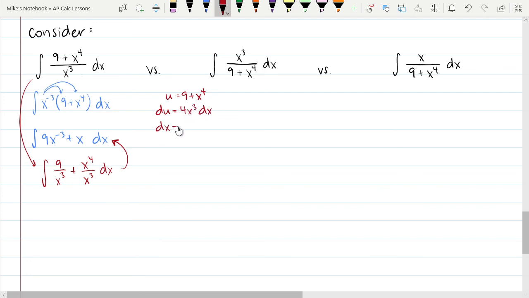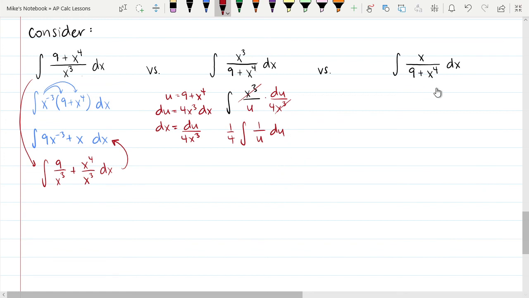Or in other words, dx becomes du over 4x to the third, and so now your x to the thirds will divide out when you substitute. You would have an x to the third over u, and then du over 4x to the third. Now those x to the thirds go away, the 1/4 can come out in front, and you just have the integral of 1 over u du.